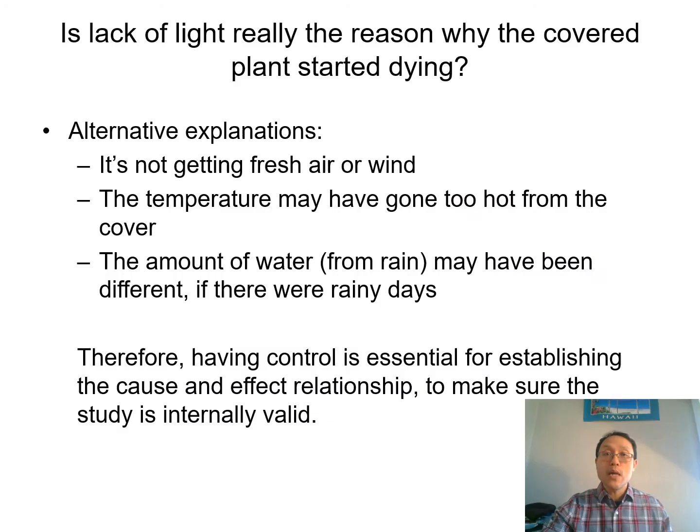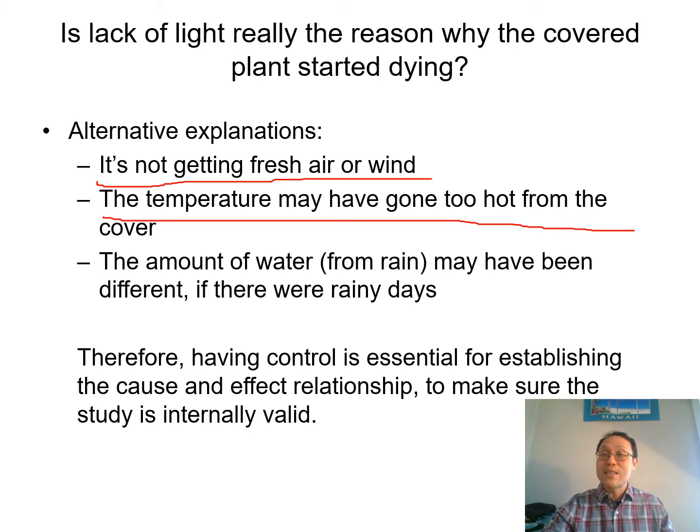So it's really important to rule out the explanations other than the one that you intended. Now let's go back to our previous example. Is the lack of sunlight really the reason why the covered plant started dying? Well, you can say that it's not getting any fresh air or wind, the temperature has gone too hot from the cover, and the amount of water from the rain is different, if there were any rainy days.